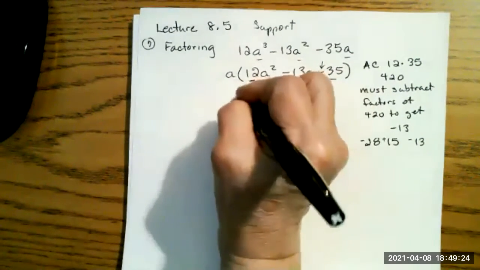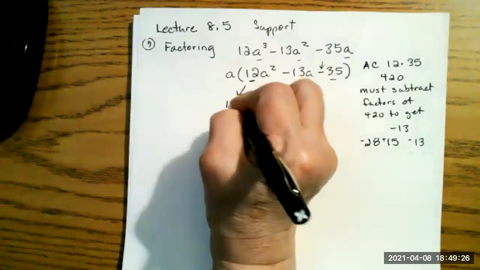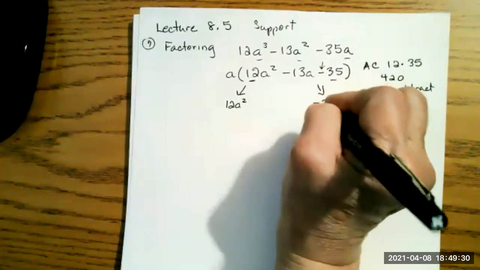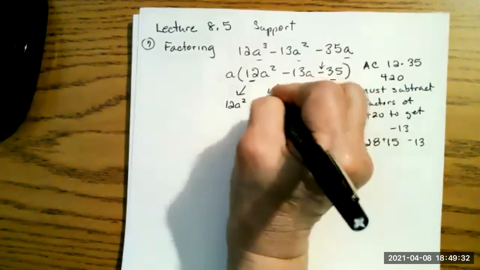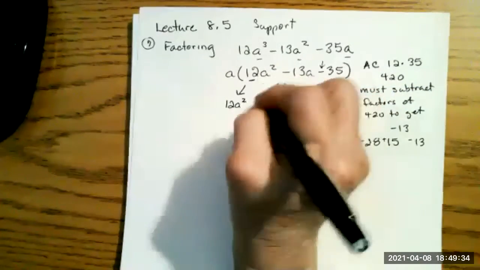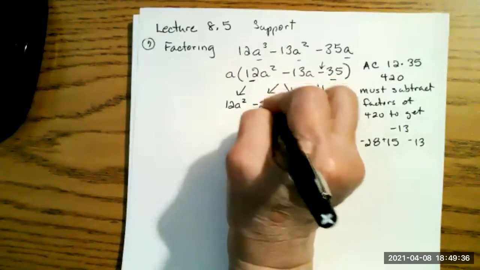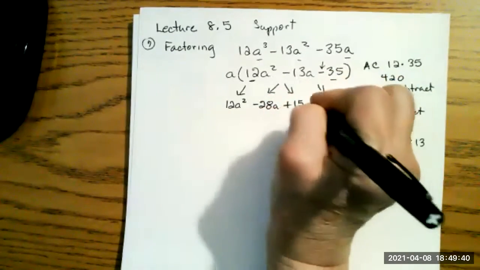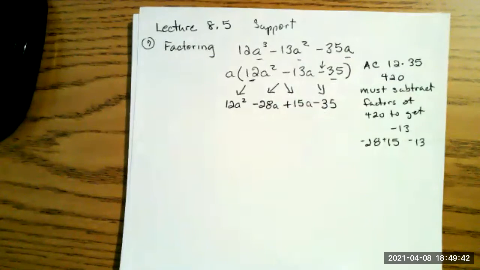So now then, this is AC, so I bring down the first term, I bring down the last term, and I rename the middle term, negative 28A plus 15A. Is this getting easier for you guys now that we've done it probably 10 or 15 times? Is it easier?